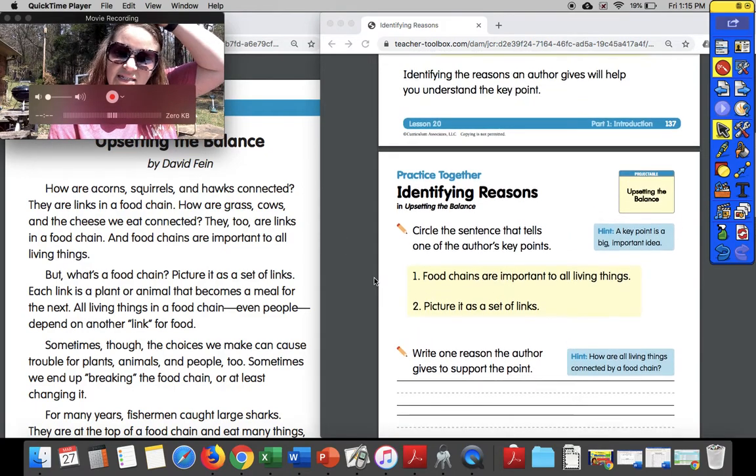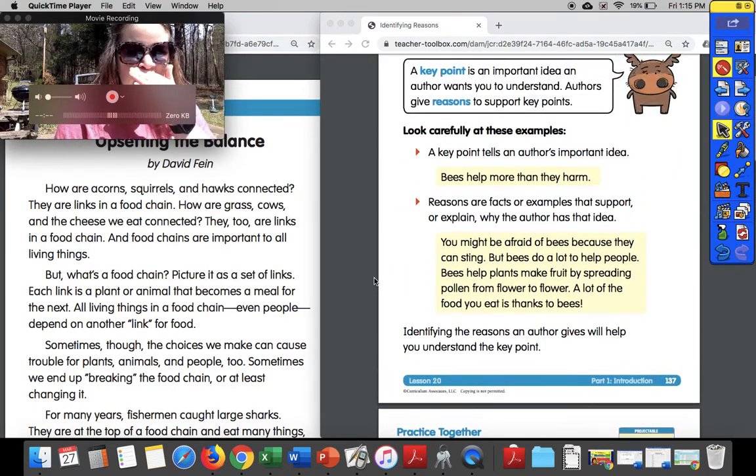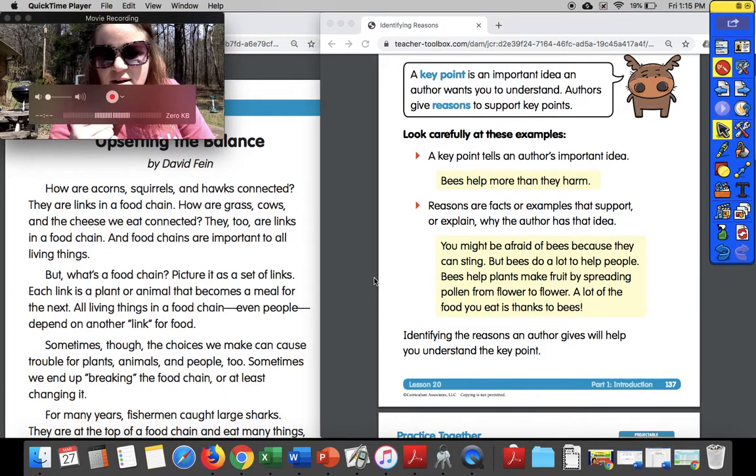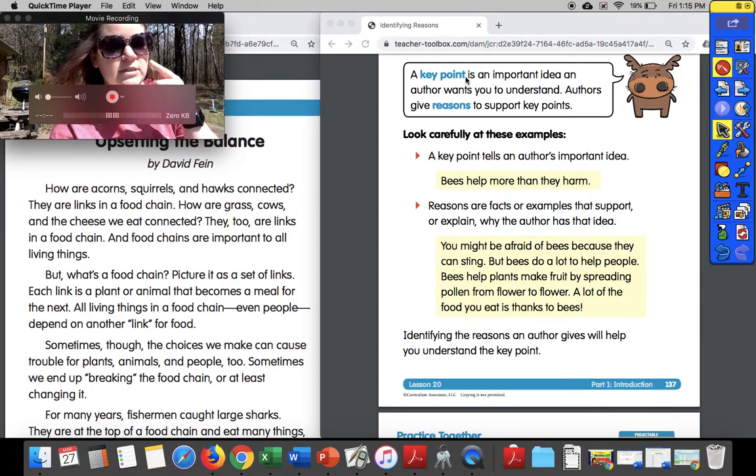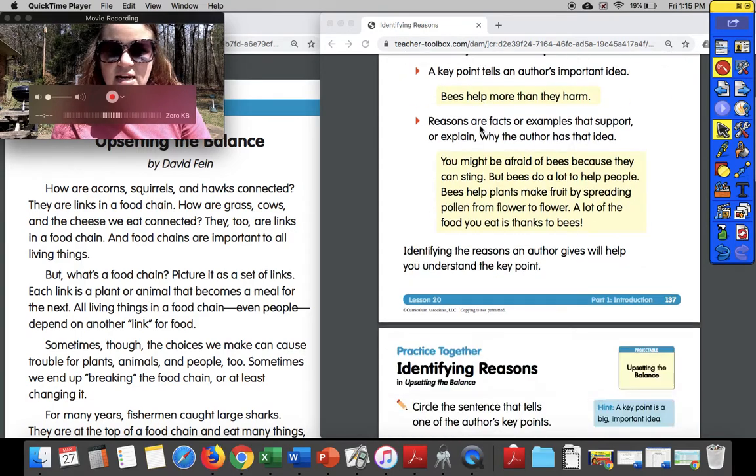Alright, so in the last video we did parts 1 and 2 along with Upsetting the Balance. We're going to look at the key points again. So we're going to practice together, and then there's going to be a page for you to practice on your own. So remember, a key point is an important idea that an author wants us to understand. Authors give reasons to help support these key ideas.